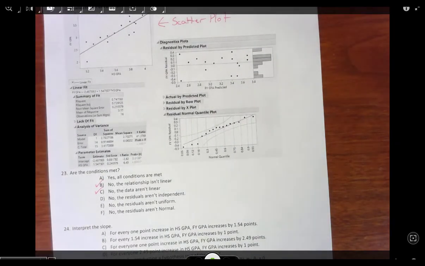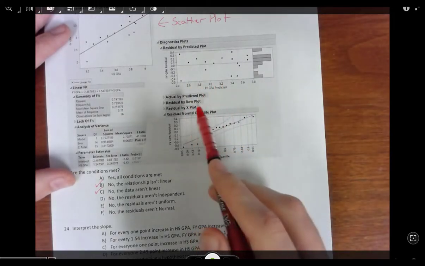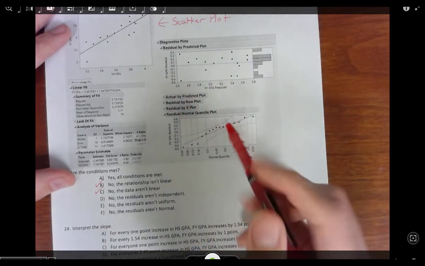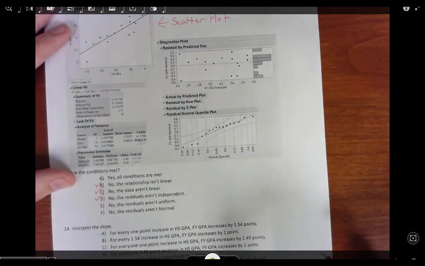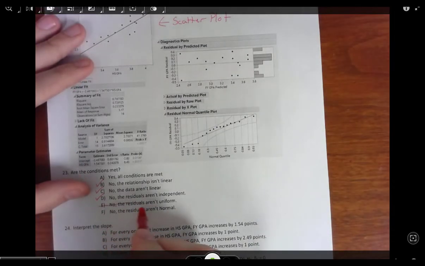D wants to know, no, the residuals aren't independent. So what we want to check for is we want to look at our scatter plot and look for any sort of curving pattern in it. And it doesn't really look like there's much of a pattern here. So D is answered. E says, no, the residuals aren't uniform. This is not a condition at all.